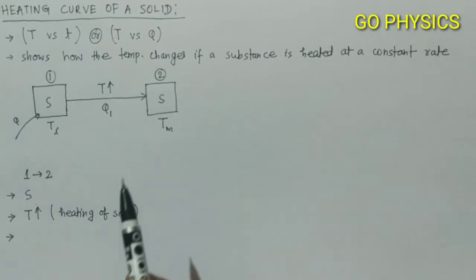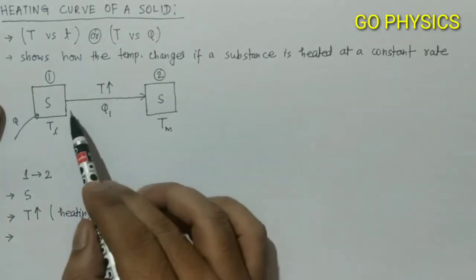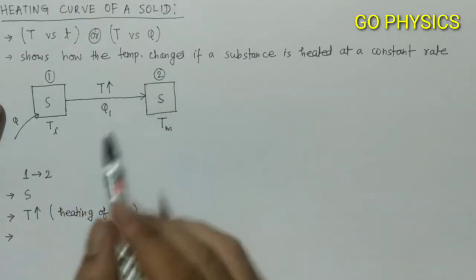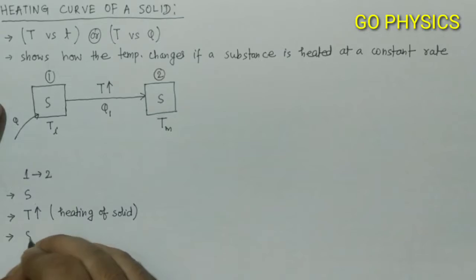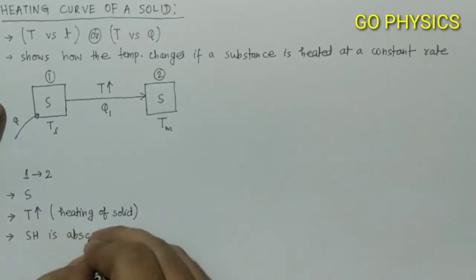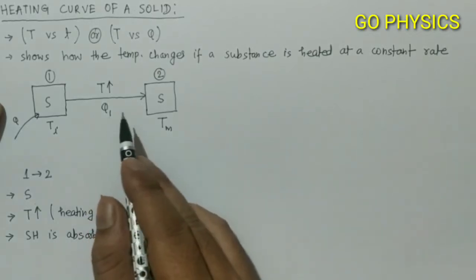Therefore, since during the process 1 to 2, temperature of the body is continuously changing, sensible heat is absorbed by the solid body. And this sensible heat is Q1.